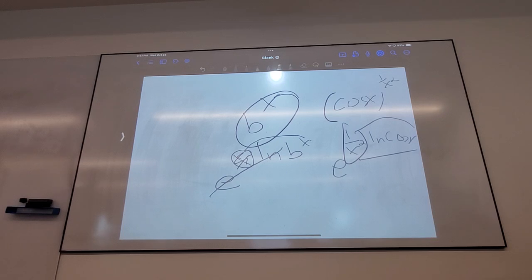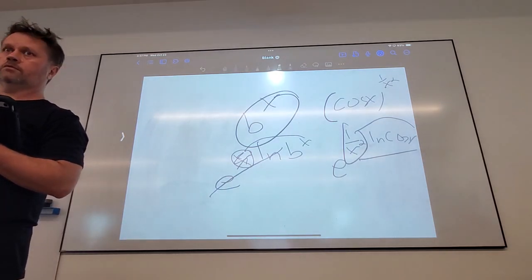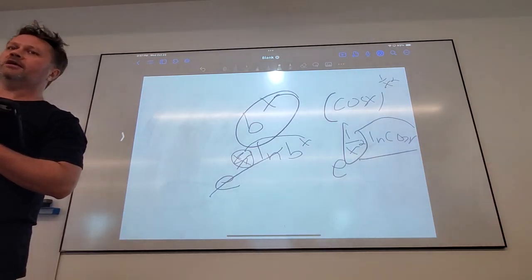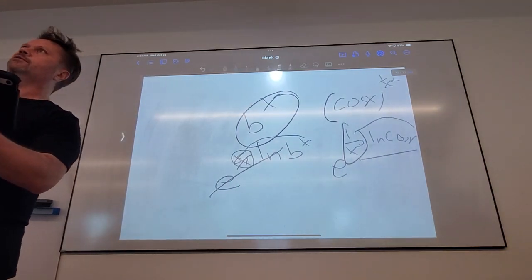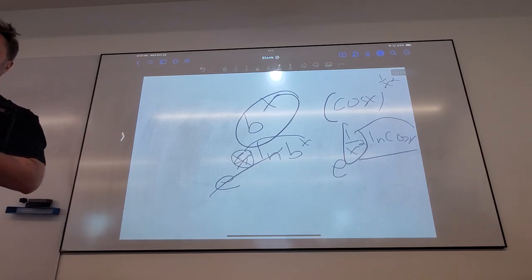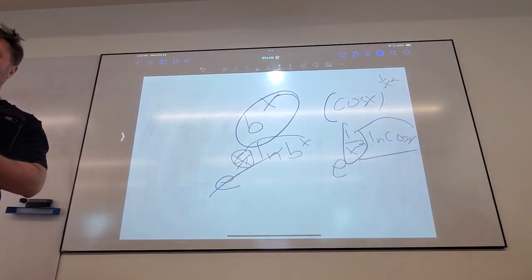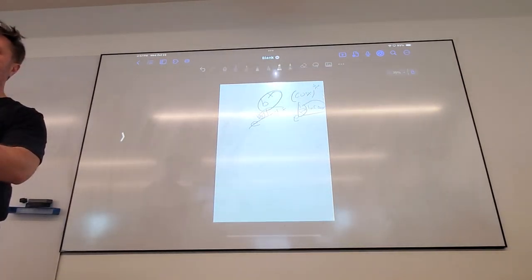Because I have to undo the ln that I did. But it's back up in the exponent area. What do you mean? When you bring the 1 over x squared back up, it's still up there. No, I'm not bringing it back up. I'm figuring out what the answer is to 1 over x squared times ln of cosine x. But then I have to raise e to it, to get what the actual answer is for the original problem.